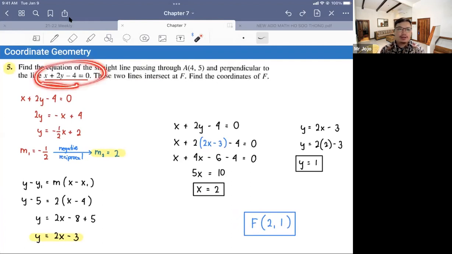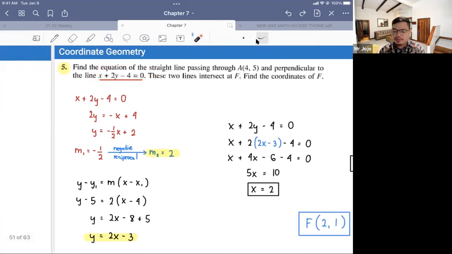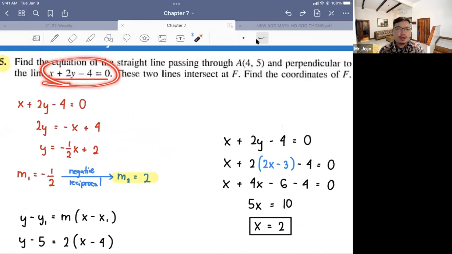I'm going to get the gradient of my second line, or line AF, from this equation. But the problem here is I need to rearrange this first, because I cannot determine the gradient written in this way. It should be in the format of y equals mx plus c, right? I need to find the m. Okay, so from here, I'm going to rearrange this, make y the subject.